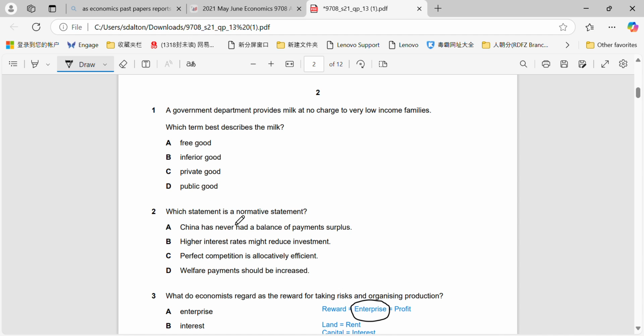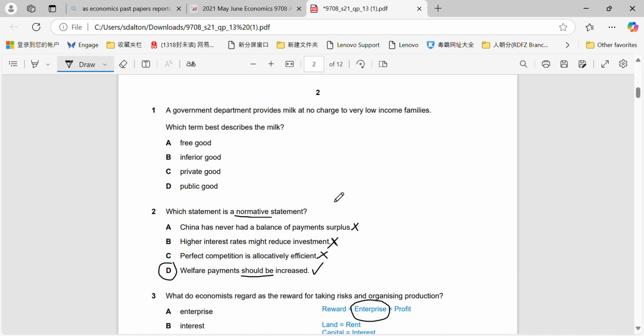Okay, which is a normative statement? So subjective. China has never had a balance of payments surplus. That would be a positive statement, right? Factual, or could be tested. Higher interest rates might reduce investment. Again, we can test that statement, right? So it would make it positive. Perfect competition is allocatively efficient. Again, it's a positive statement. It's a hypothesis that can be tested. Welfare payments should be increased is an opinion or a subjective statement that cannot be tested. So therefore it would be a normative statement.